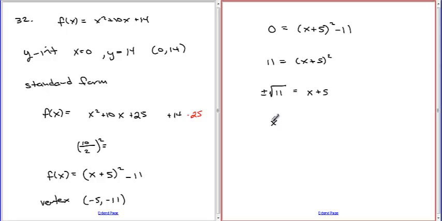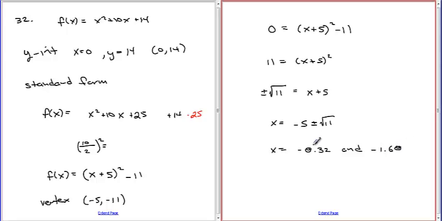Subtract 5 from both sides. So you have negative 5 plus or minus the square root of 11. In terms of decimals, plug those in there. So you'll have negative 5 minus the square root of 11, which is negative 8.32. And we add the square root of 11, and we get negative 1.68.